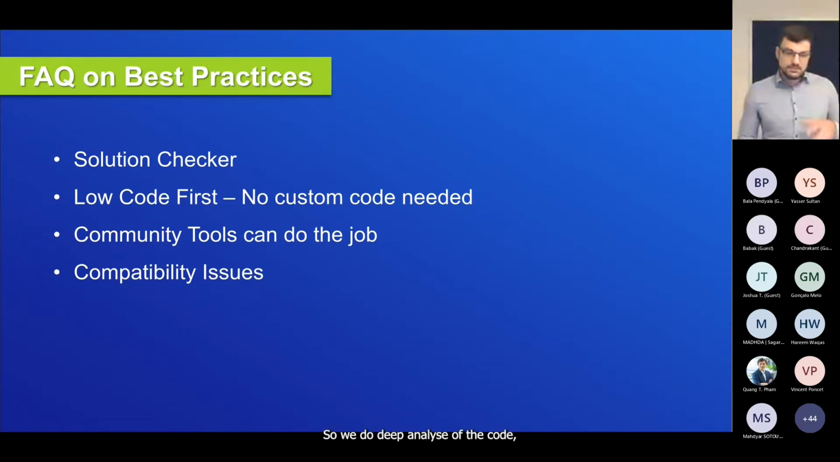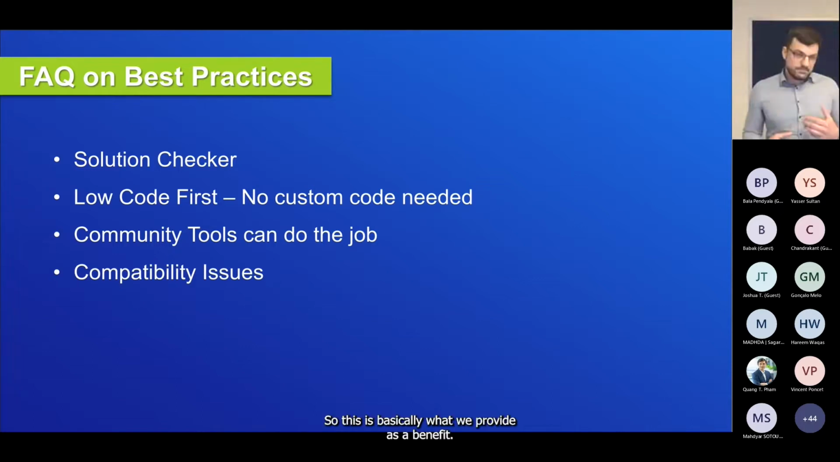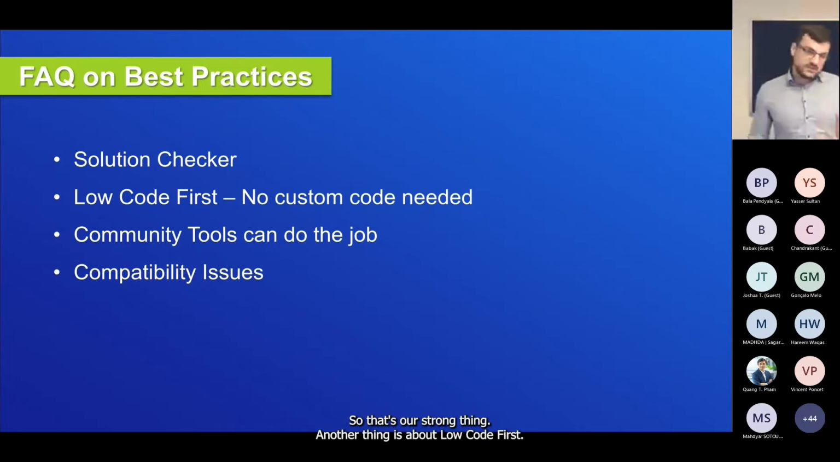So we do deep analysis of the code, but also of other components like Azure functions and things like that. And we can let you know, hey, there's a potential issue. It's recommended to change that because you're not following best practices in a general way, but also in your specific situation, because you have many flows or some other things. And if you do that, you will trigger a lot of other stuff. So this is basically what we provide as a benefit if you compare it to Solution Checker. We do not just cover the basics, we also take into consideration what can happen in your specific environment. So this is one thing.